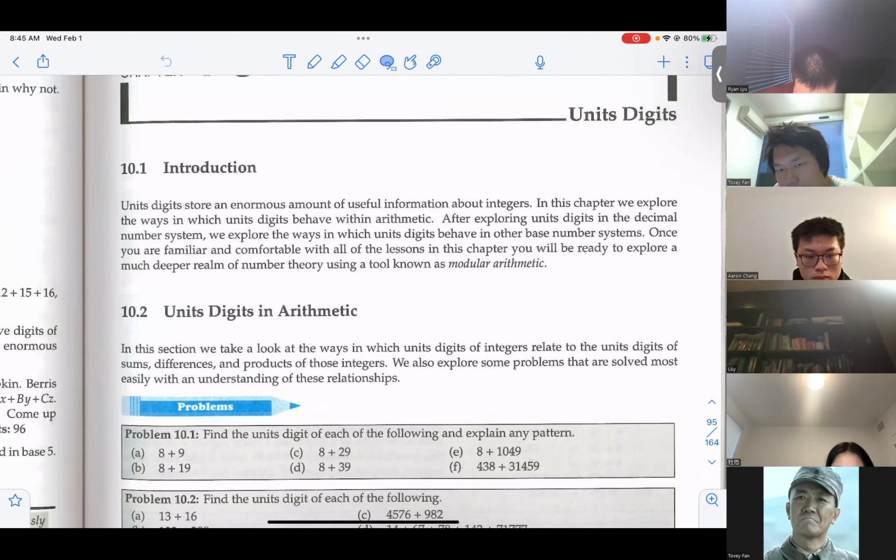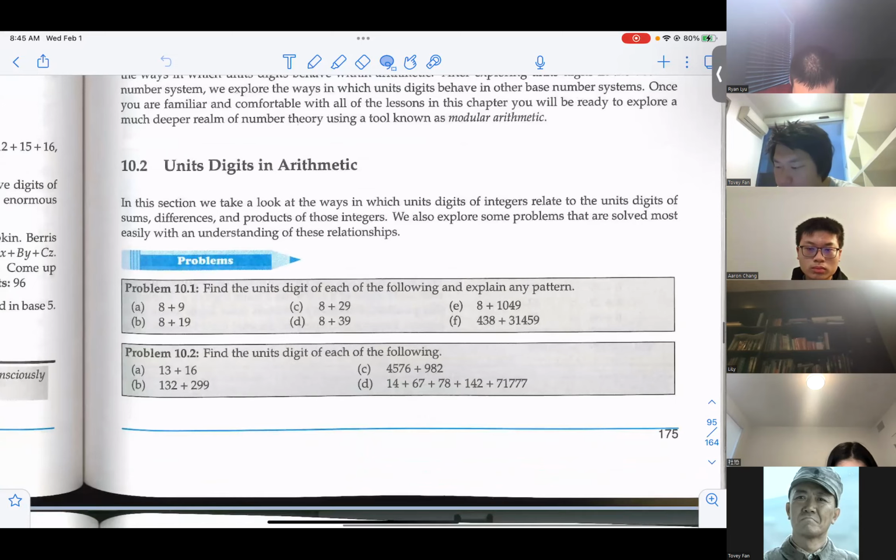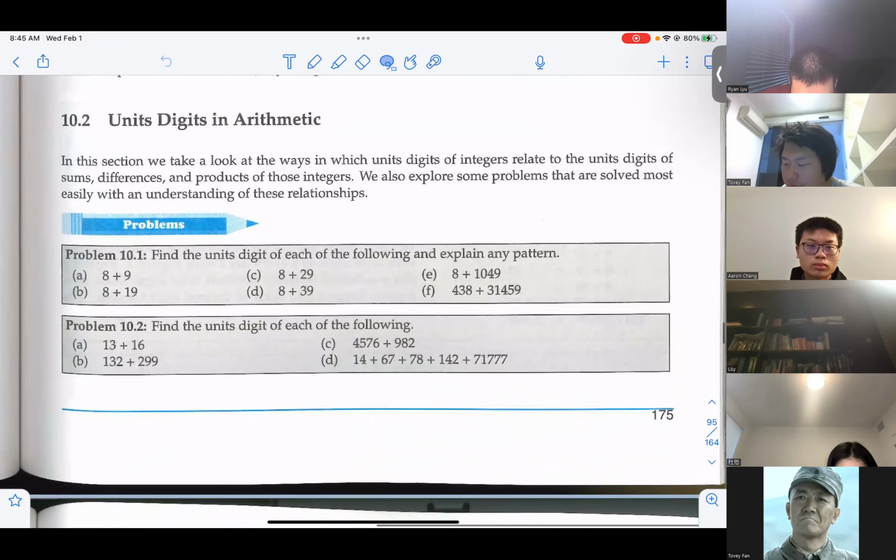Okay, next chapter is all about units digits. The essence of this chapter is that it's actually just what we mentioned. In different number base systems, the units digit is actually just the remainder when the number is divided by that base number. Okay, but we will gradually discover this pattern through some examples. So we first look at some units digits in base 10.